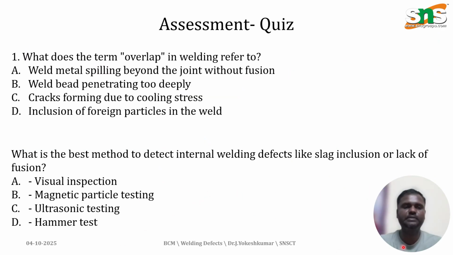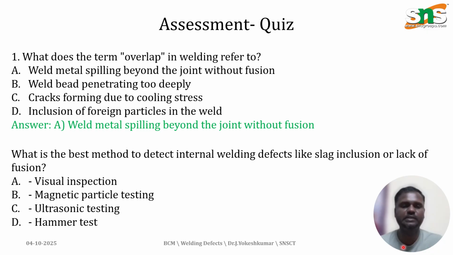Then coming to the quiz. What does the term overlap in welding refer to? There are four options. Weld metal spilling beyond the joint without fusion, weld metal bead penetrating too deeply, cracks forming due to cooling stress, inclusion of foreign particles in the weld. What is the answer? The answer is weld metal spilling beyond the joint without fusion. That is the definition we discussed in the presentation.